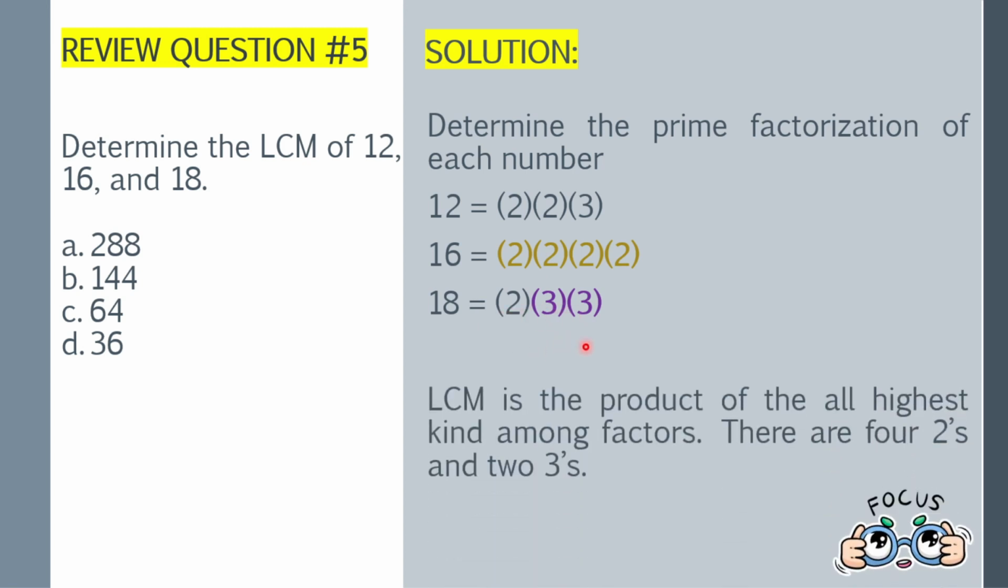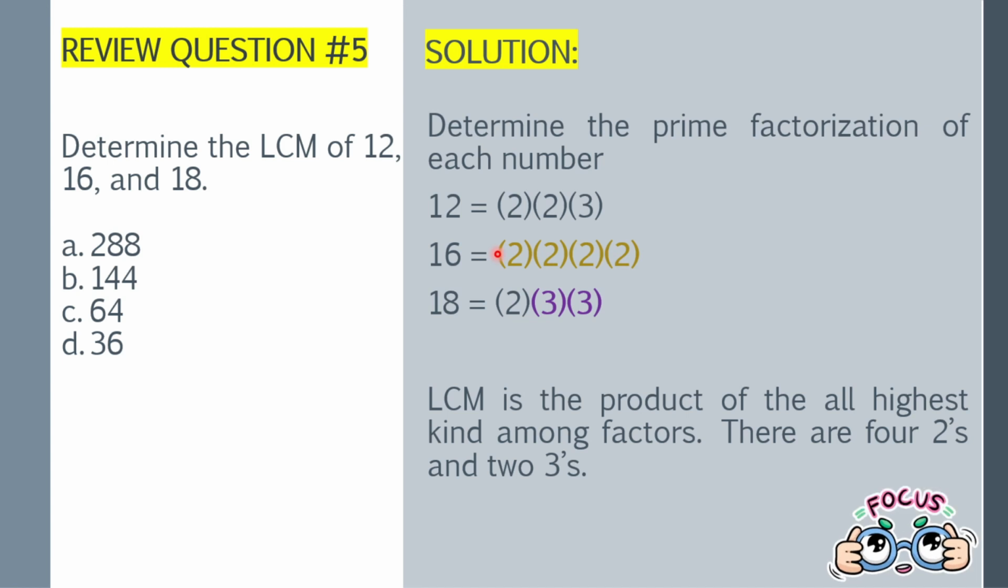So, to determine their LCM, LCM is the product of all the highest kind among factors. So, there are 2 different kinds of factors, right? Those are 2 and 3. That's the only kind of factors you see here. Now, which has the most 2s and which has the most 3s based on their factors? The most 2s is 4, and the most 3s is 2 because here there's only one 3. Here there are only two 2s and here one. So the most factors of 2 is 4.